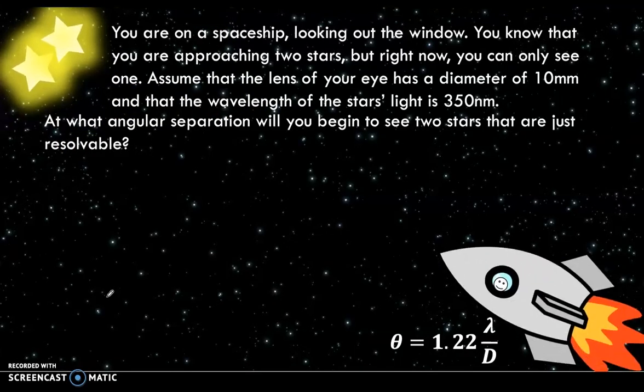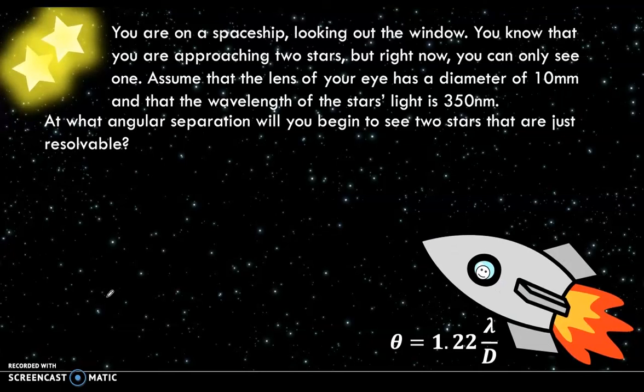So now, for a real-life example, imagine that you are on a spaceship and you're looking out the window. You know that you are approaching two stars, but right now you can only see one. Assume that the lens of your eye has a diameter of 10 millimeters and the wavelength of the star's light is 350 nanometers. So, at what angular separation will you begin to see two stars that are just resolvable?